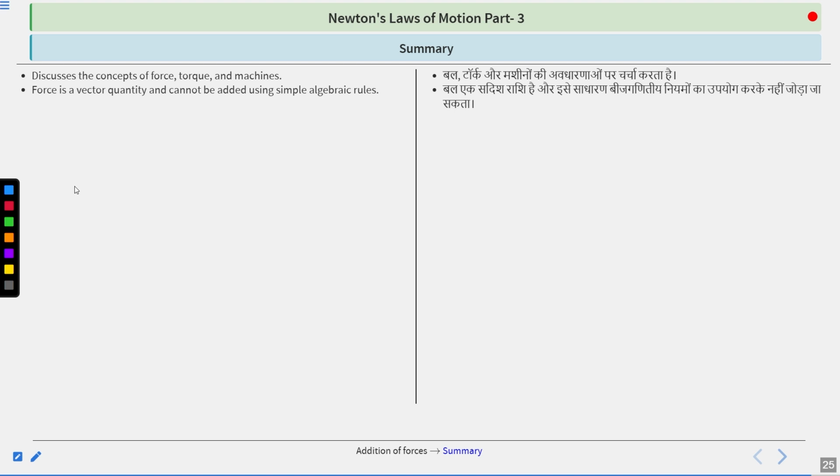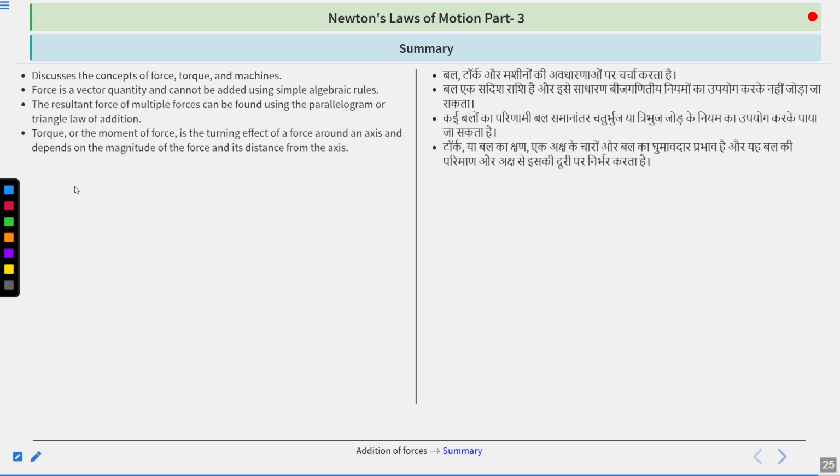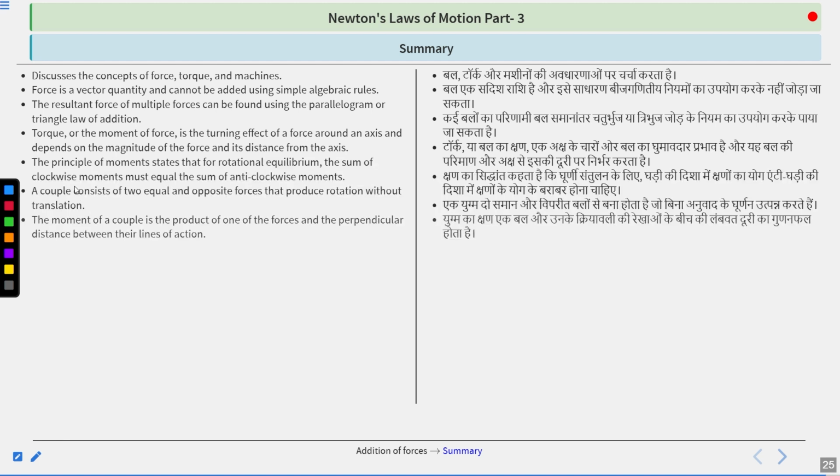So now it's time for the summary. We discussed the concept of force, torque, and machine. Force is a vector quantity and cannot be added using simple algebraic rules. The resultant force of multiple forces can be found using the parallelogram or triangle law of addition. Torque, we have talked about. Principle of moments, we have talked about.